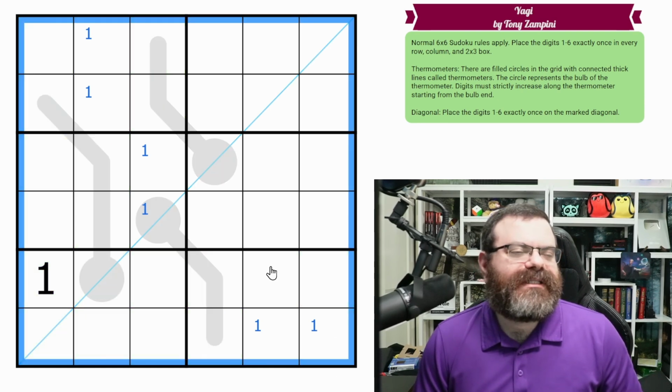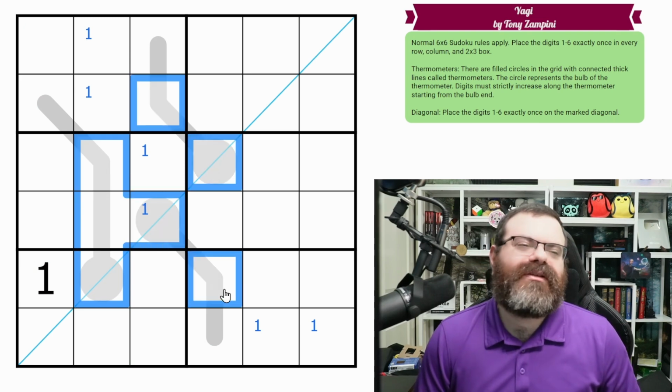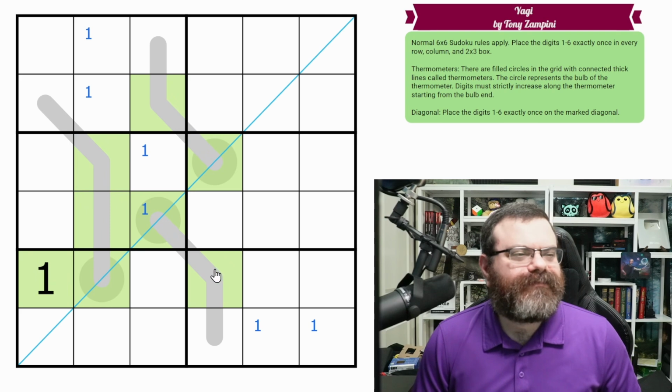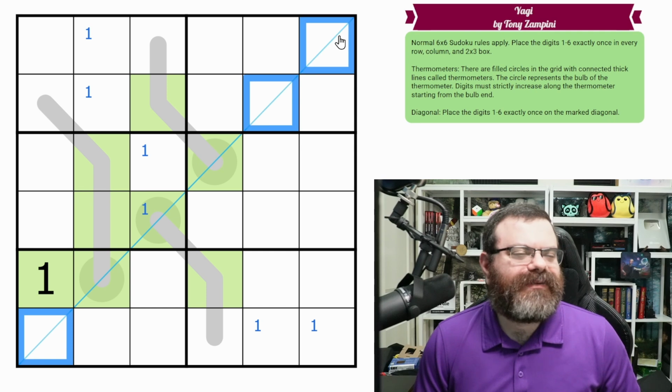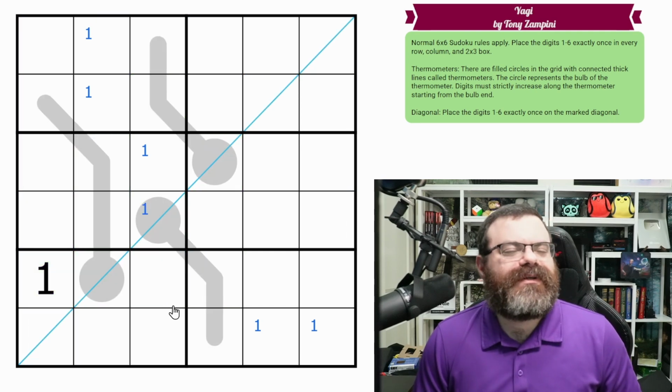We can also look for 6s. 6s can't be anywhere except the end of thermos. So a 6 on a thermo is only on the end of a thermo. So none of these are 6. That's really not all that interesting, is it? I mean, 6 is in one of these 3. Okay. So what else can we do here?